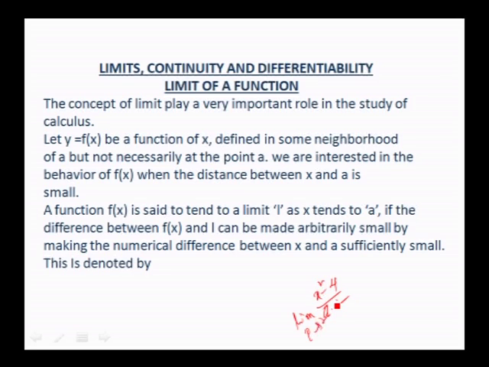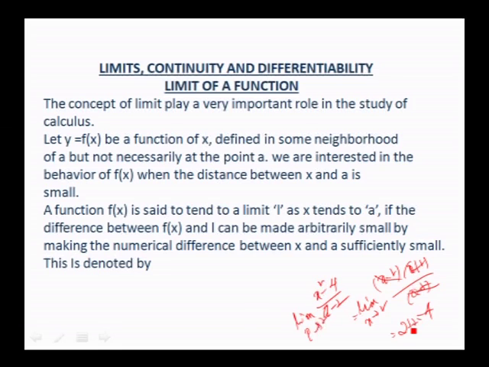This means when x is not 2, possibly when x is very nearly equal to 2, I can write this as limit as x tends to 2 of (x minus 2) into (x plus 2) divided by (x minus 2). I can cancel x minus 2, and this is limit as x tends to 2 of x plus 2, that is 2 plus 2, 4. So though f(x) is not defined at x equals 2, I can extend the definition by using this limit operation. So the concept of limit plays a very important role.